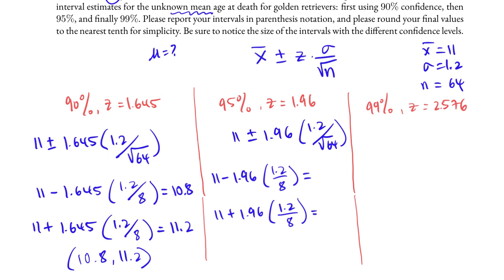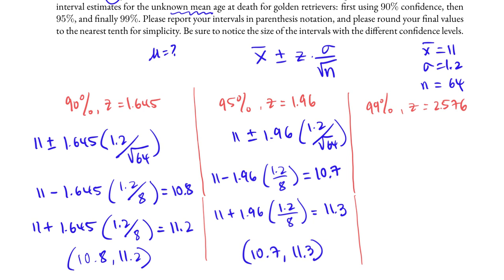Using a calculator, we just simply type everything in. We do not need to compute each of the terms individually because we end up using a calculator anyway. We would get the lower bound of 10.7 and the upper bound of 11.3. With the 95% confidence interval, we will get (10.7, 11.3).